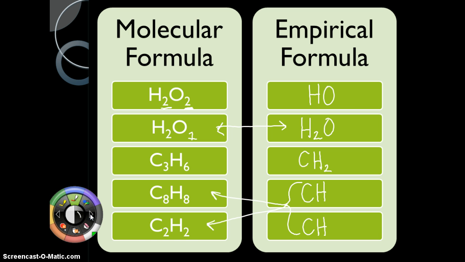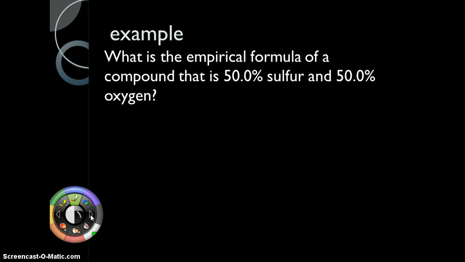So you're going to start with the percent composition. This one tells us that we have 50% sulfur and 50% oxygen. Now, 50 and 50 add up to 100%. So if we assume that we have 100 grams of this compound, we can then assume that this means that we have 50 grams of sulfur and 50 grams of oxygen. Okay, so we have our grams.